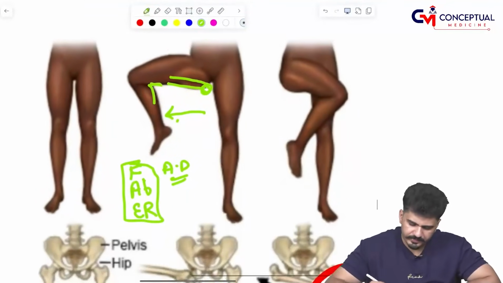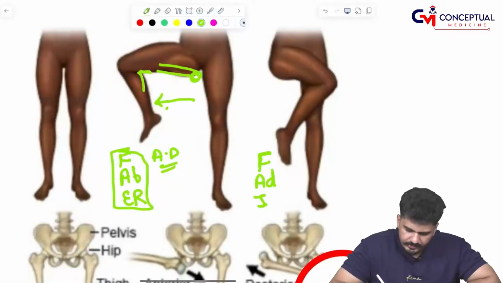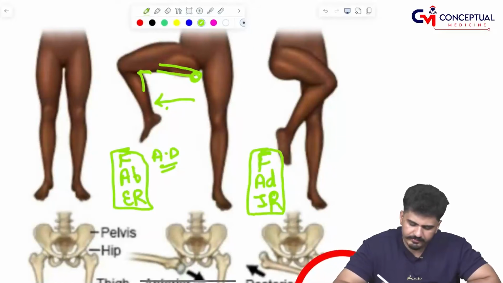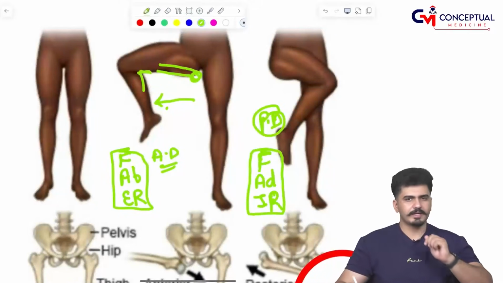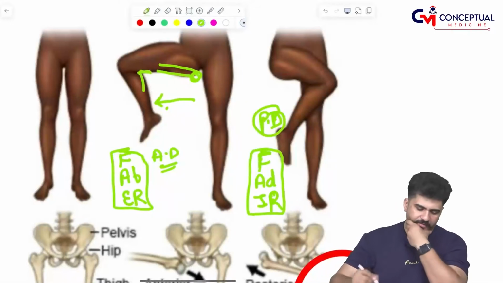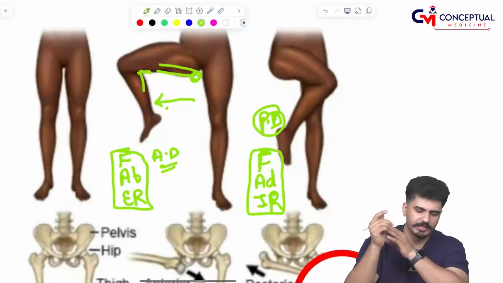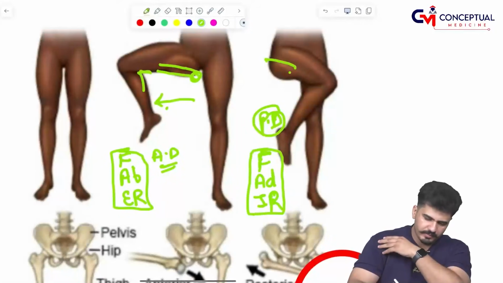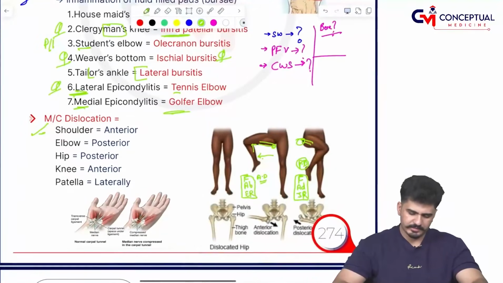Now if you check, this is flexed, adducted and internally rotated. This is called FADIR. FADIR is for posterior dislocation. Clear? Did everyone understand? What I am trying to tell you all is that FABER is anterior dislocation and FADIR is posterior dislocation. You can write C, sir. The head of the femur is going backwards, sir. Done and dusted, sir.